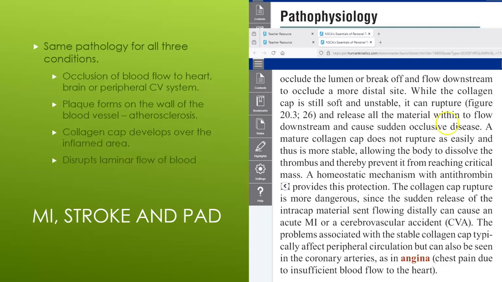So the collagen cap itself, they talk about it's soft and unstable. It can rupture, and the released material can then flow downstream and cause an occlusion somewhere else in the system. When you have mature collagen caps, they don't rupture as easily. It's almost like a hardened scab, if you will. So the big point is the collagen cap itself can, you'll hear the terminology, throw a clot. I threw a clot. And a clot makes its way through the body and it gets to the heart.